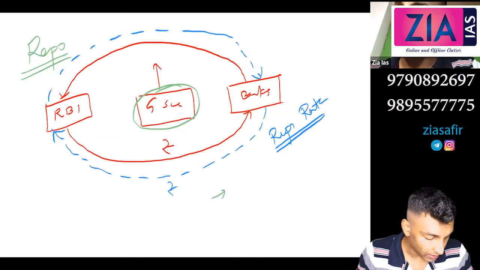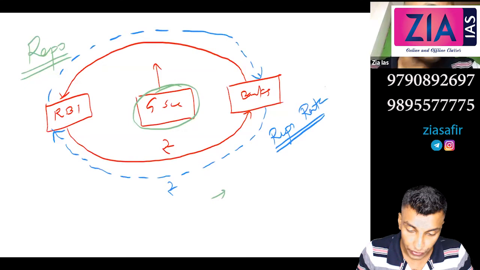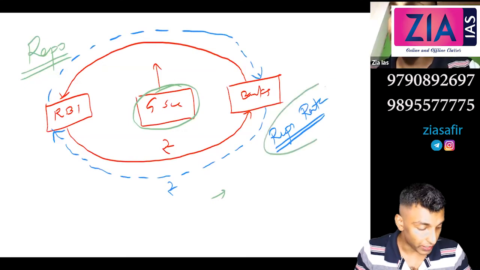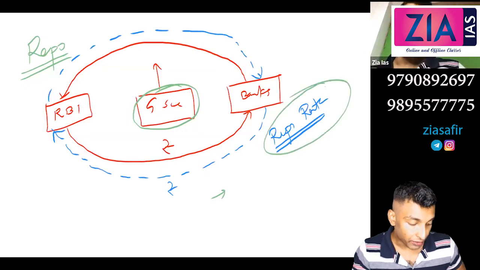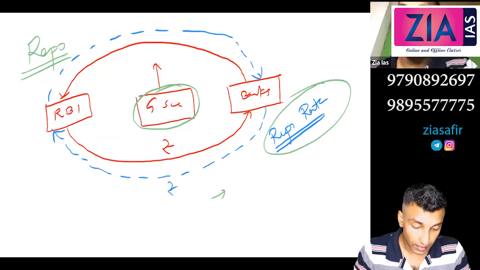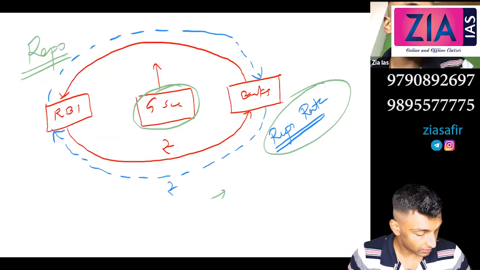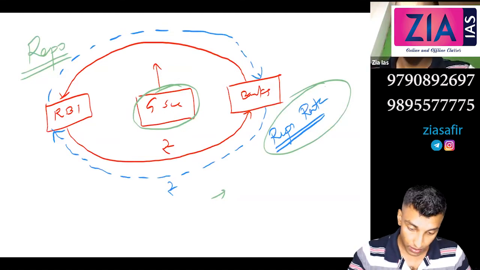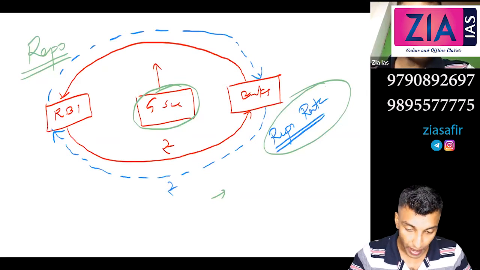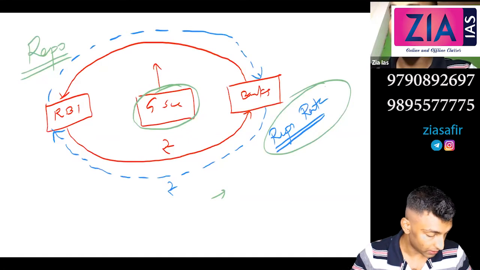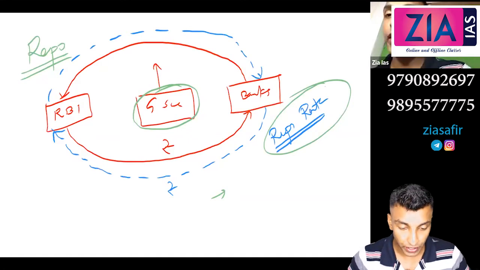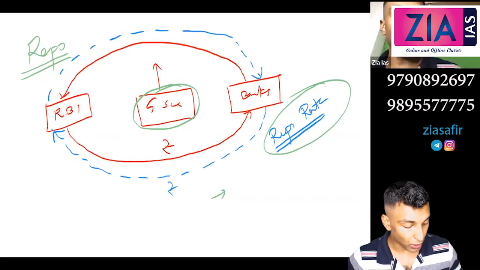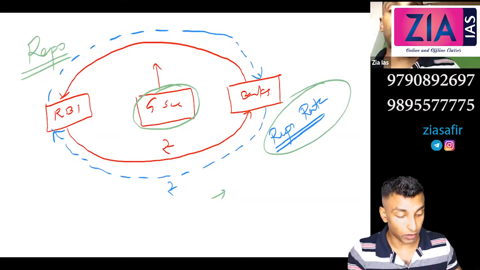You can write there what repo rate is. It is a rate of interest at which the central bank lends to banks or financial institutions for a short period of time against government securities.